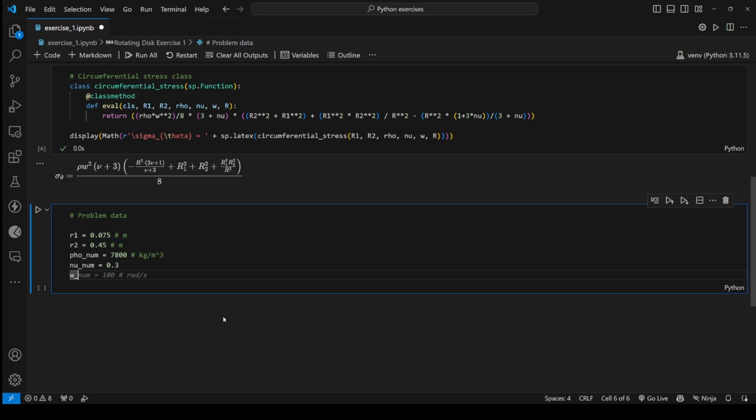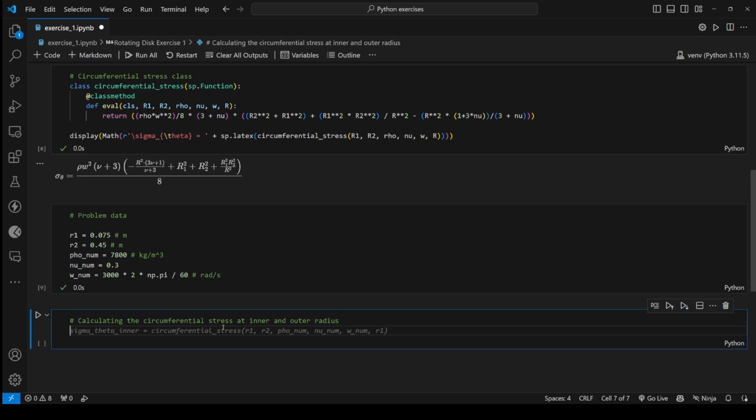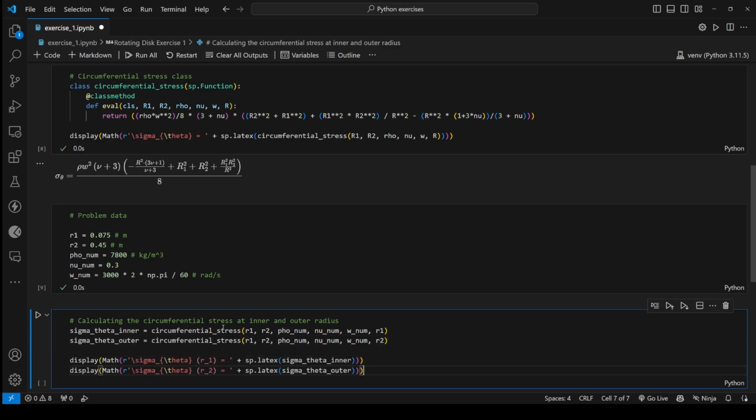And then the angular velocity, let's turn it into radians per second from RPMs. So it's 3,000 RPMs times 2 pi over 60. This is correct. Perfect. Now let's calculate at the inner and outer radius. I have it here, it knows, so it also assumed it, and then I can display them nicely if I wanted to. Let's see how it goes.